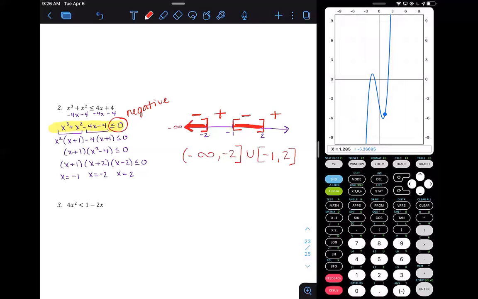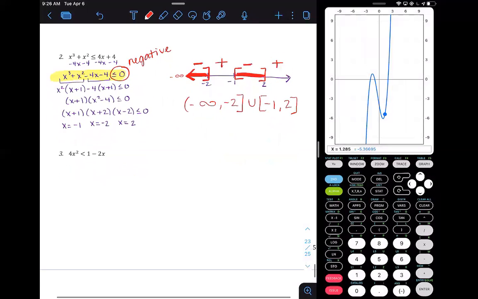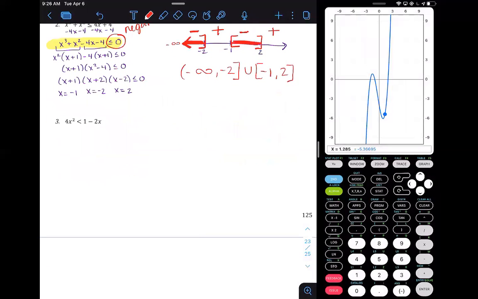Okay. Let the graph help you. If you don't have a graphing calculator, use Desmos. Desmos.com. Let that be your graphing calculator. That's perfectly fine. Sound good? Okay. Number 3 is the same thing.